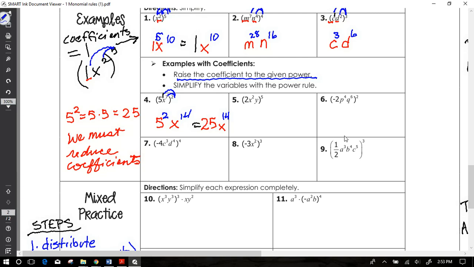Why don't you try number 5? So pause the video and give that a try.